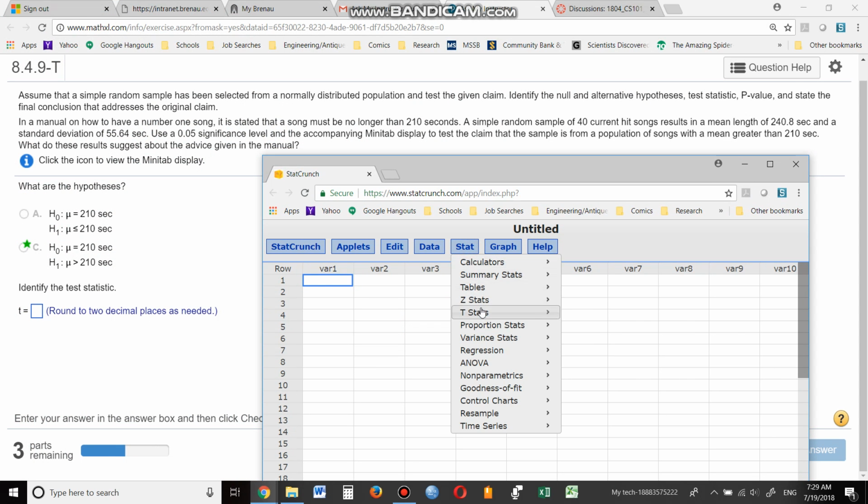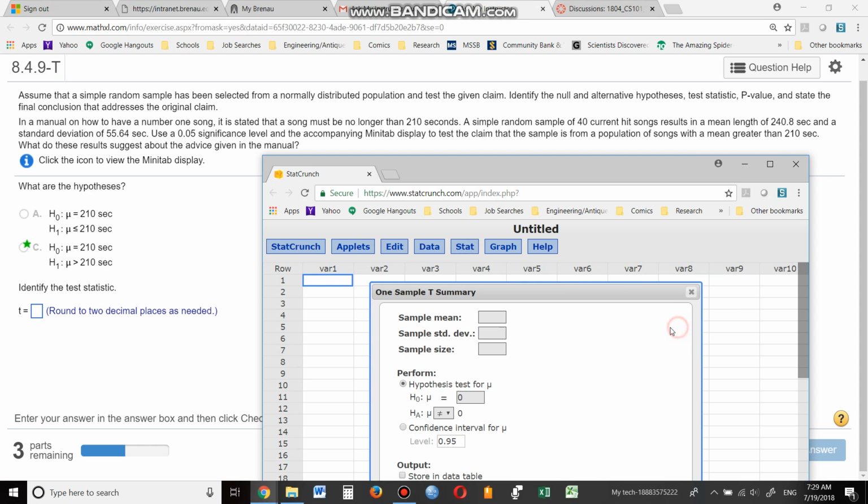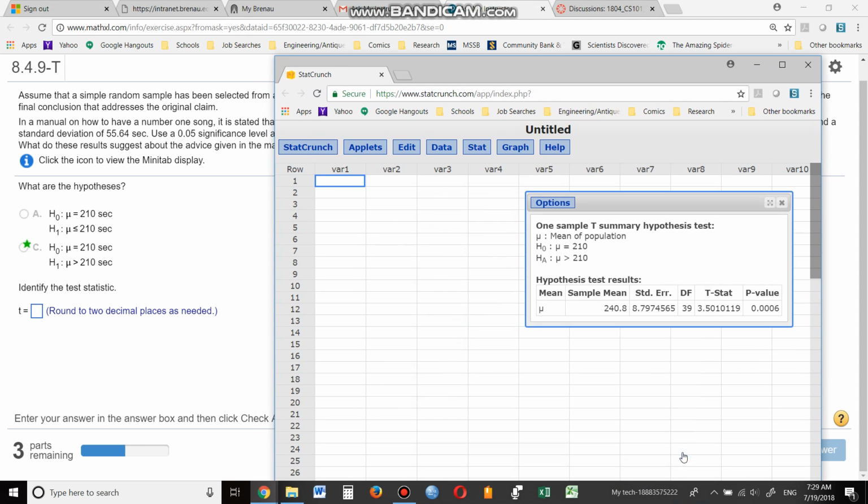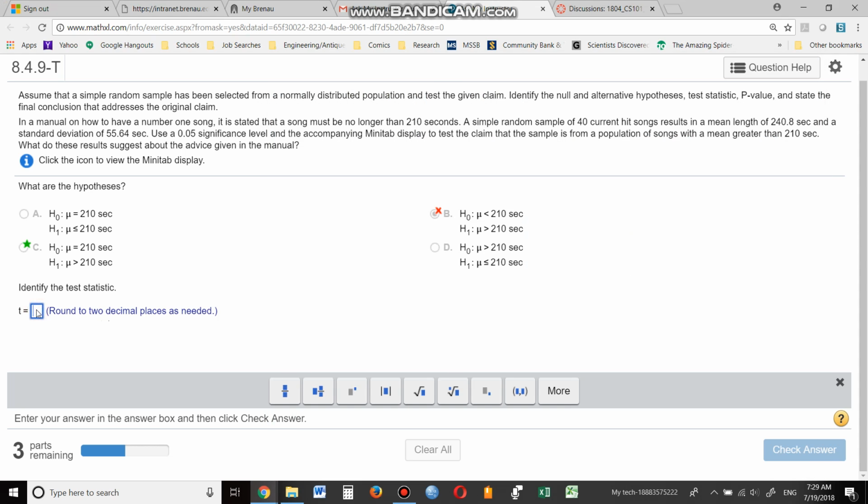Go to Stat, T-Stat, one sample with summary. The mean is 240.8. The standard deviation is 55.64 and the sample size is 40, and they tell us the null mean is 210 and the alternative is greater than. So let's hit compute, and that gives us a t-stat of 3.50 to 2 decimal places.